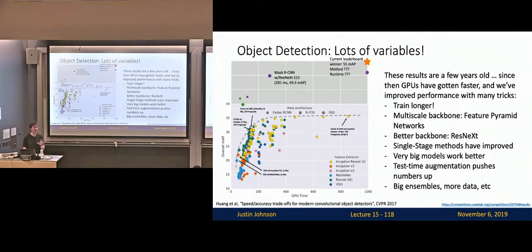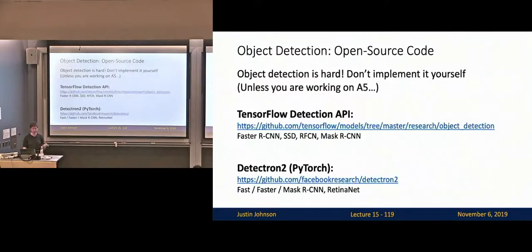So my general advice is, don't try to implement them yourself, because there's way too much stuff going on in these things, and you're going to get it wrong, and you're not going to match these performance numbers. So really don't try to implement these things yourself, unless you're working on assignment 5, in which case you will implement an object detector from scratch. Hopefully we'll be able to make it reasonably easy for you to understand. But if you do find yourself needing to use object detection for some real application, you really should not implement it yourself, just because there are way too many tricks involved.